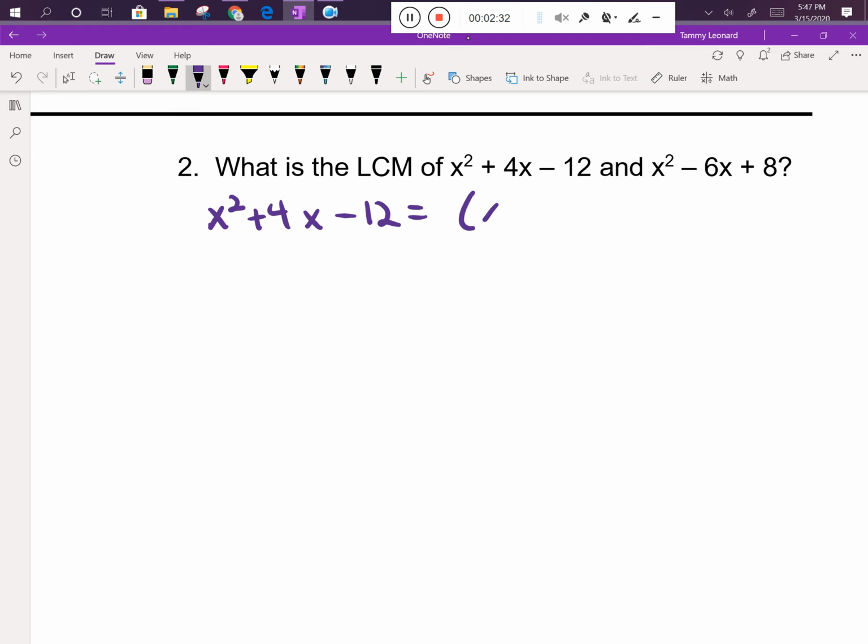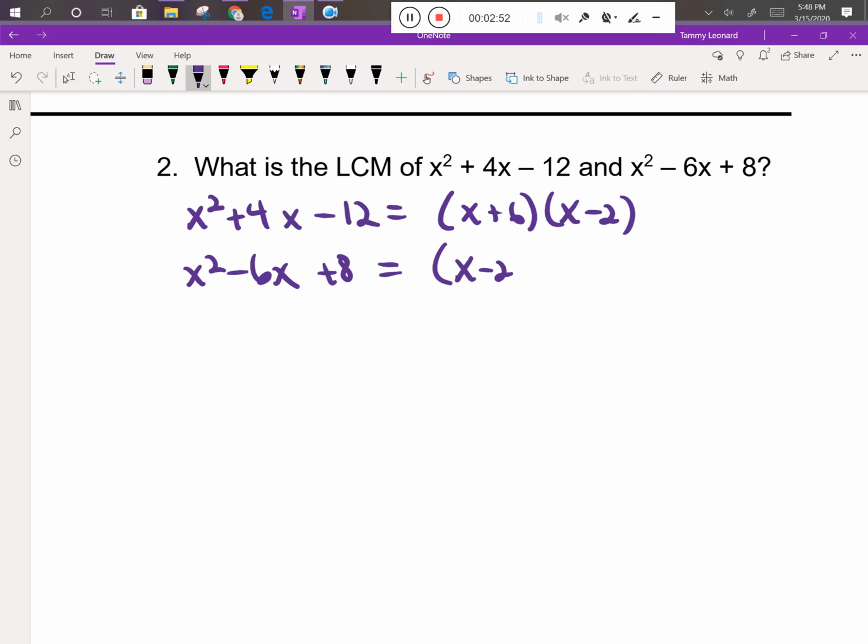Let's see, this looks like it could be x plus 6 times x minus 2. And then I take the second trinomial, x squared minus 6x plus 8. And I'm going to factor it. Well, I'm hoping it includes either an x plus 6 or an x minus 2. Probably not going to be an x plus 6 because 6 doesn't go into 8. So let me think about x minus 2. Well, it looks like I would have to multiply by an x minus 4, and sure enough, that works with the middle term. So when I look at this, I can see that these both have an x minus 2.